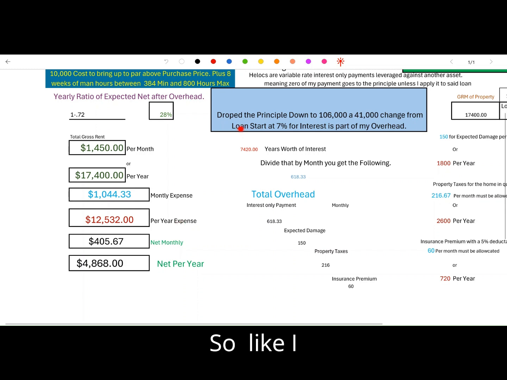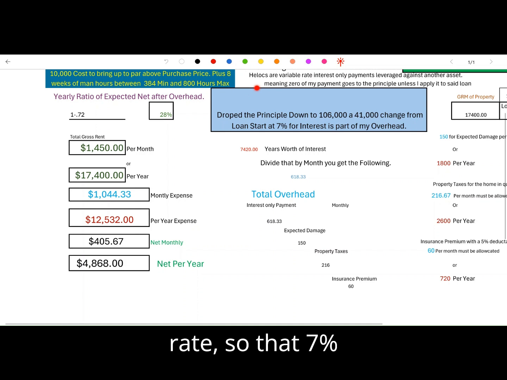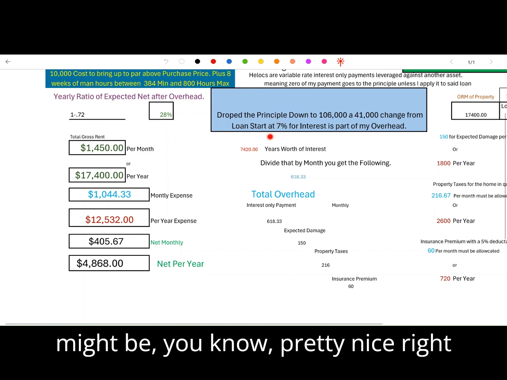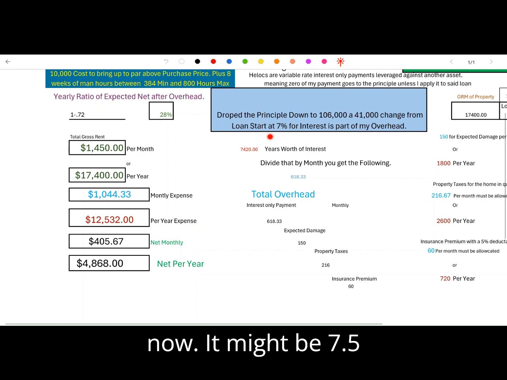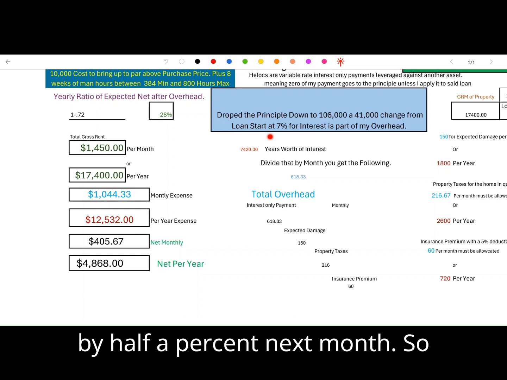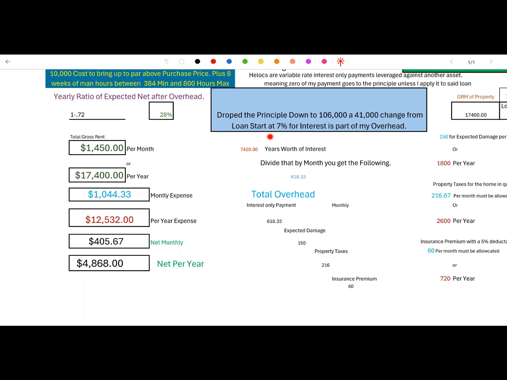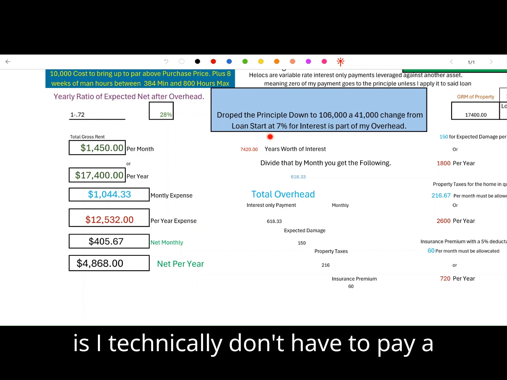Like I mentioned before, this is a variable rate. So that 7% might be pretty nice right now. It might be 7.5 next month. But it might also get knocked down by 0.5% next month. So that's the only downside. The plus side is I technically don't have to pay a principal.